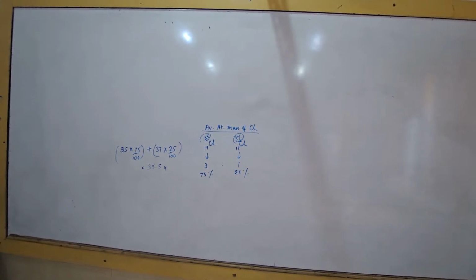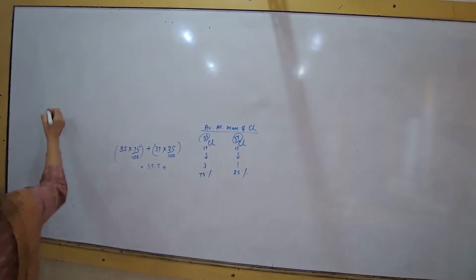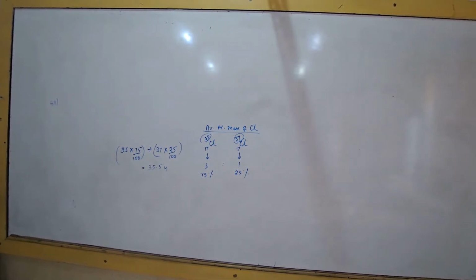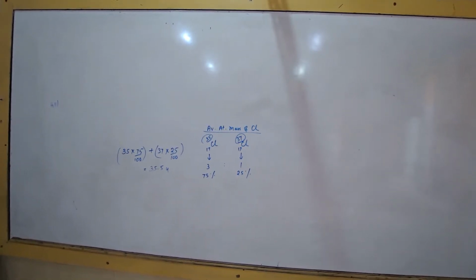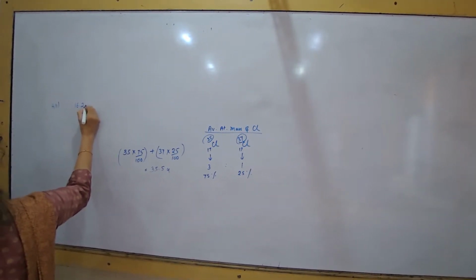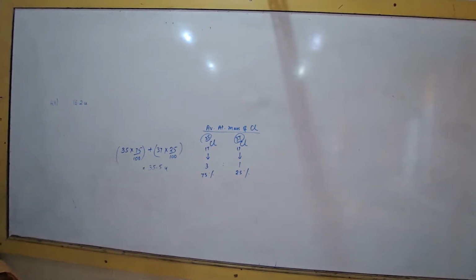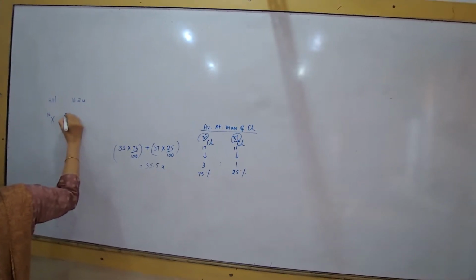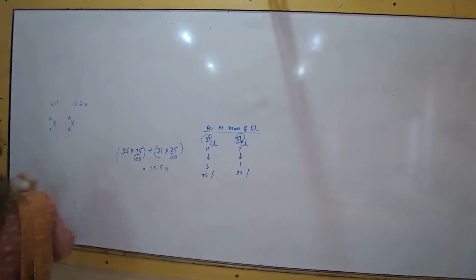So now you see question number 11. What is asked? The average atomic mass of a sample of an element X is 16.2. So they've already given you 16.2. That is your average atomic mass. What are the percentages of isotopes of 16 and 18? You have got 16 and the other one is 18. Both of them are 8.